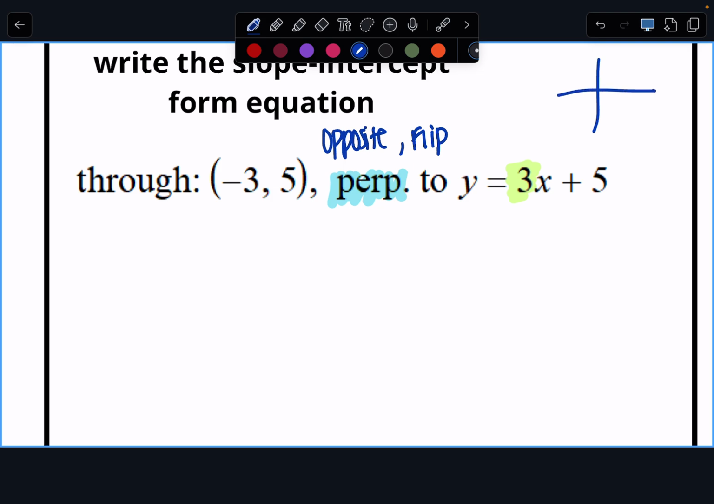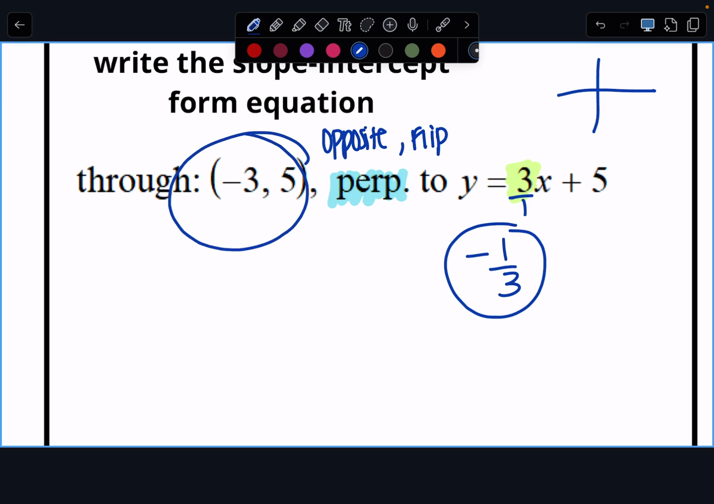They're going to make a 90-degree angle. So I need to make opposite that 3, so it needs to be negative. And then what is 3 over 1 flipped over? 1 over 3. So this is my new slope that I'm using, okay? So again, when you see perpendicular, don't use the same slope. That's parallel. Perpendicular means you got to change it up a little bit. Make it opposite and flip it. Now that's the slope of a perpendicular line.